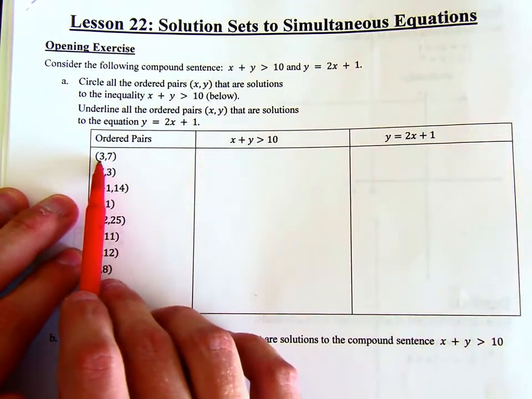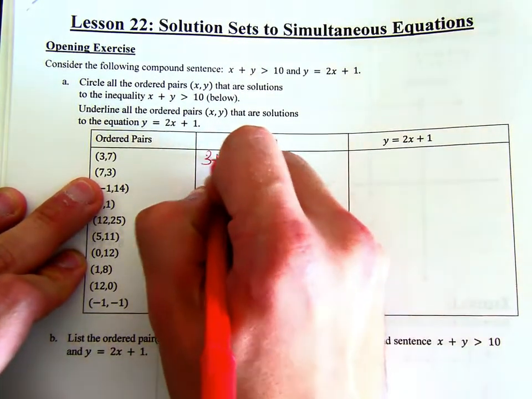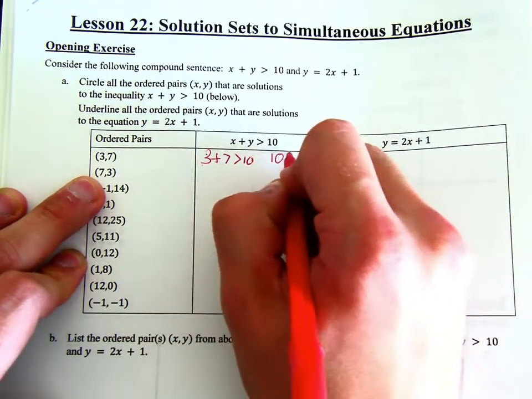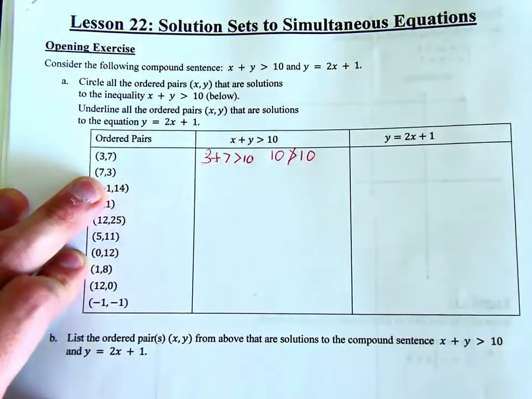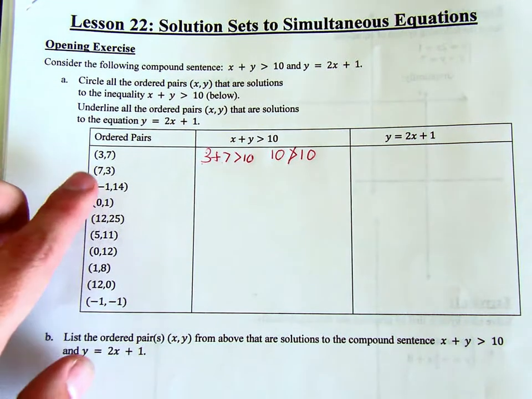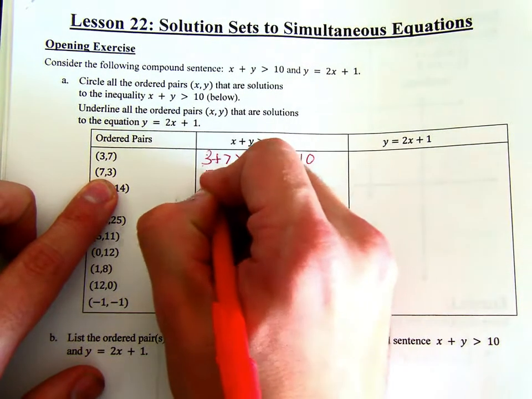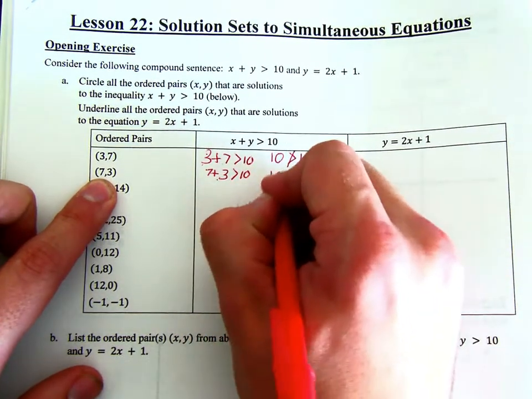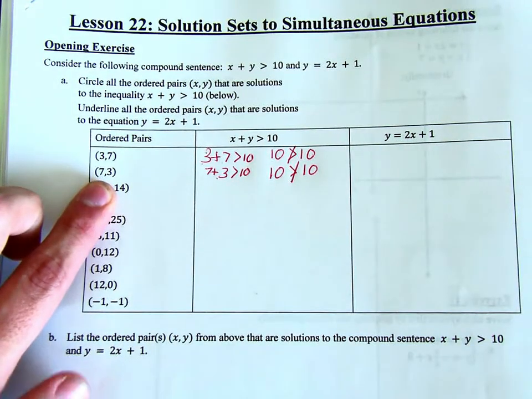I'm going to substitute x for 3, y for 7. So I get 3 plus 7 is greater than 10. And 3 plus 7 is equal to 10. So 10 is greater than 10. That's not true, so I'm not going to circle this one. We have 7, 3. So x is 7, y is 3. I have 7 plus 3 is greater than 10, and 7 plus 3 is 10. So I get 10 is greater than 10, and that's not true. So I'm not going to circle this one.